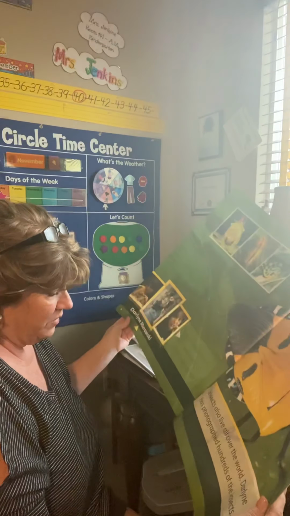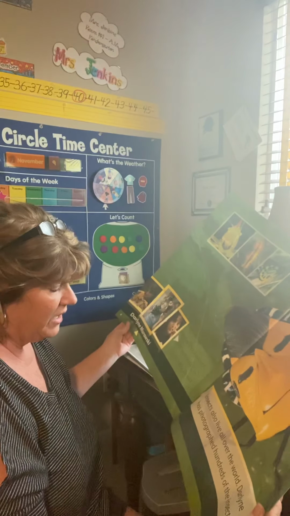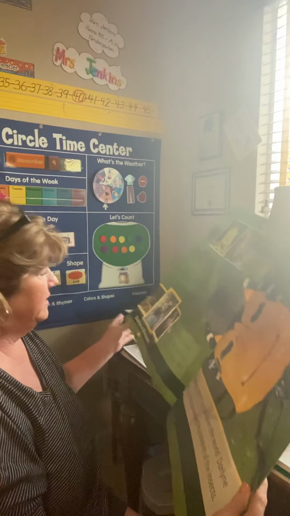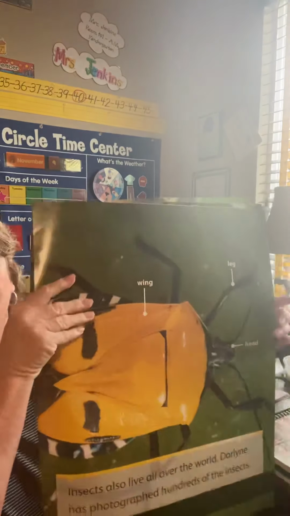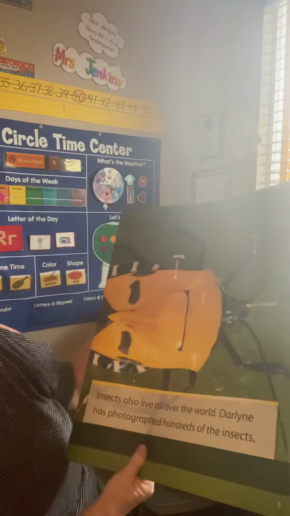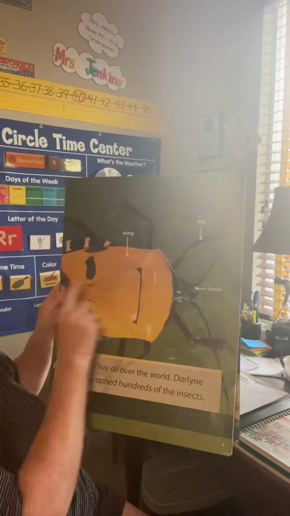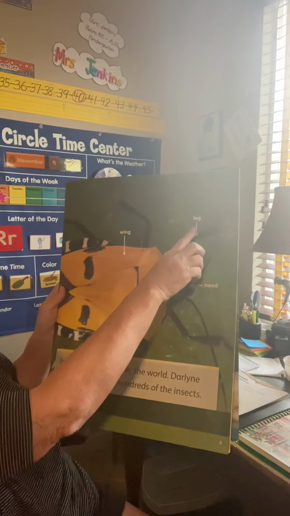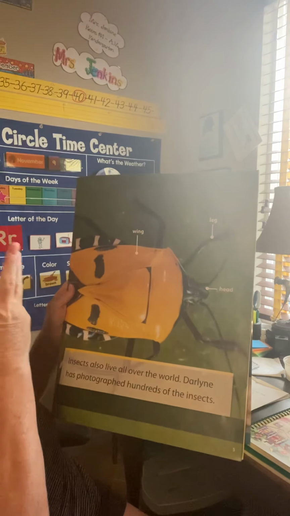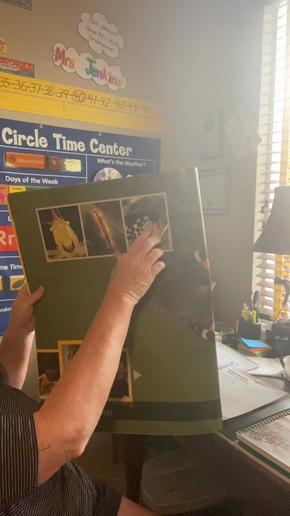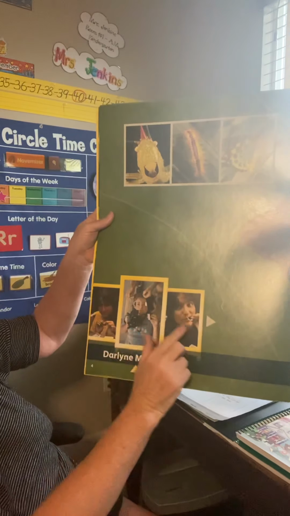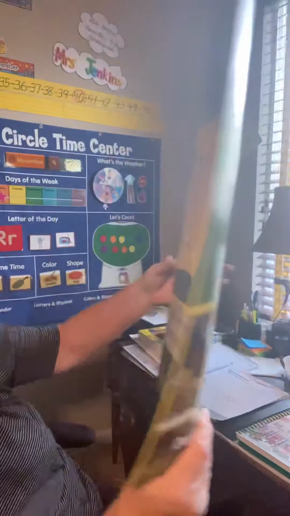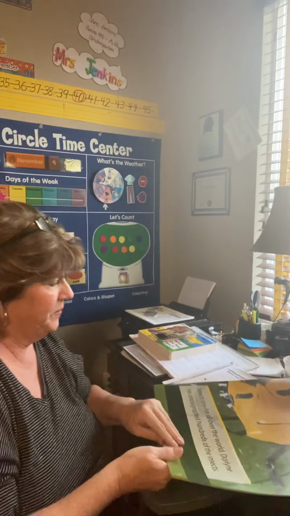Insects also live all over the world. Darlene has photographed hundreds of the insects. Now here's just a quick little picture of an insect. Not sure what that is. I think it's a spittlebug. Okay, insects have a head, and this one has wings, legs, 6 legs of course, 3 body parts. Okay, here's some other insects. There's a beautiful butterfly. And then this is Darlene, and she's the person who has a special camera and goes around and photographs those insects so that we can have beautiful pictures like this to learn about them.